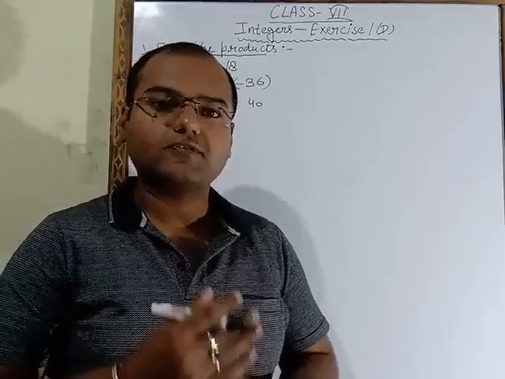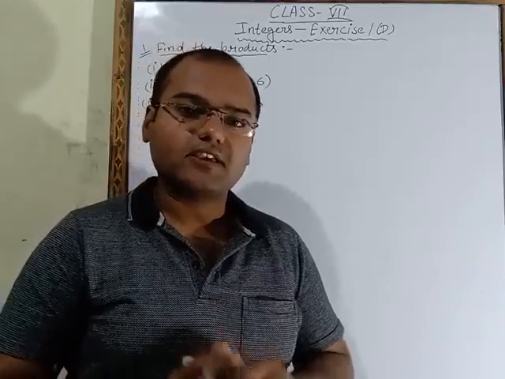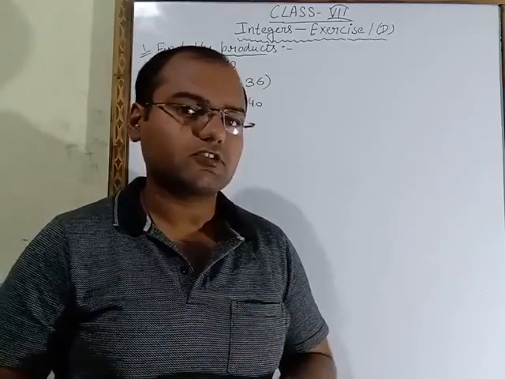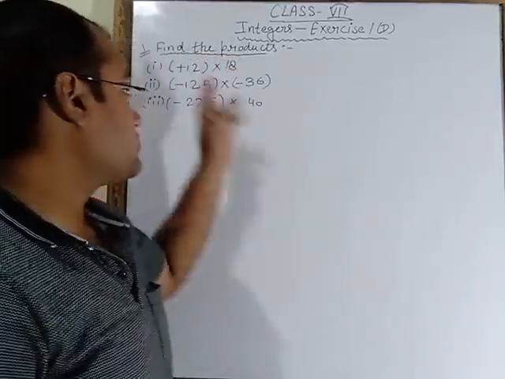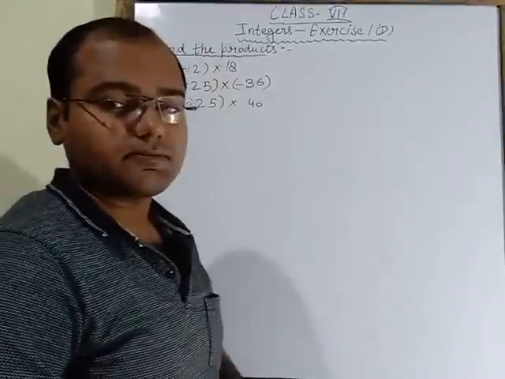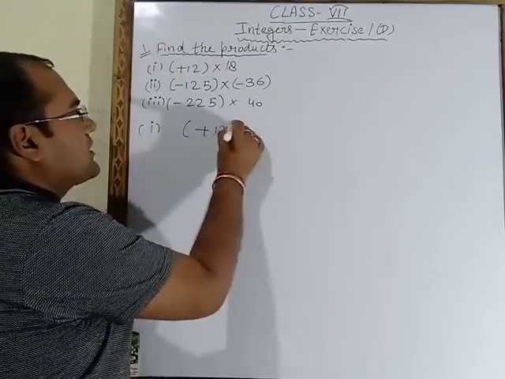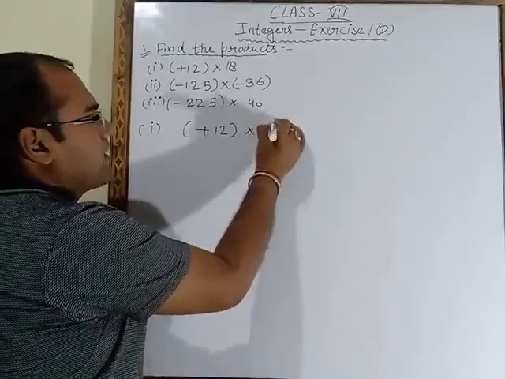Now come to exercise first D. In this exercise we will do the product questions. Products means multiplication questions. First question is find the product. First part. Here it is written plus 12 multiply 18.